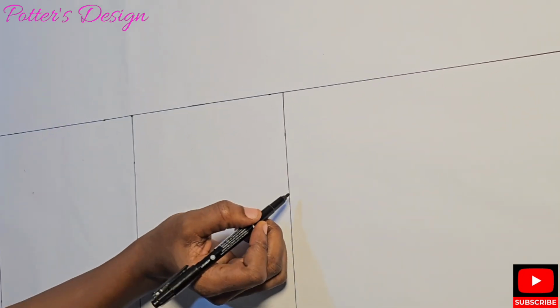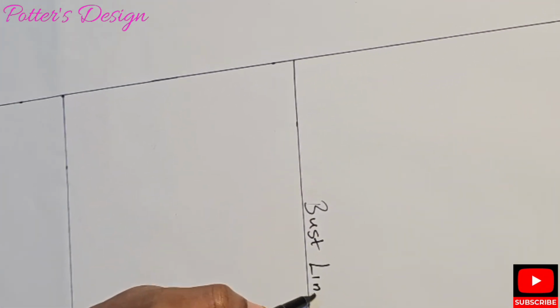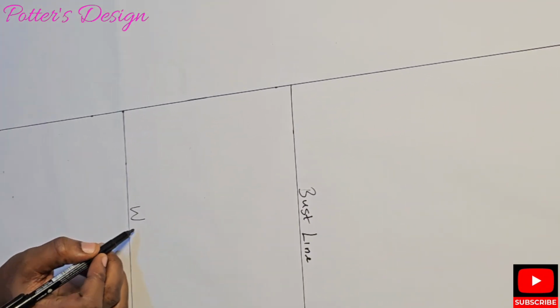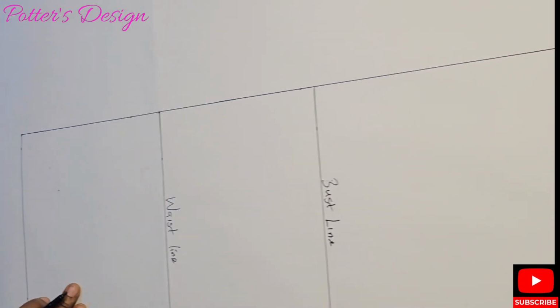So let's name this bust line. Let's label it the bust line, the waistline, and then the hip line.